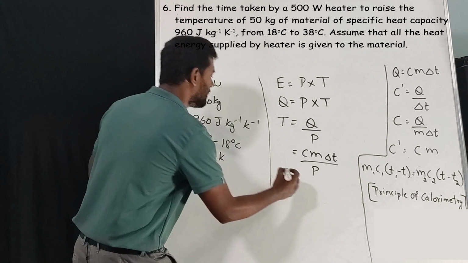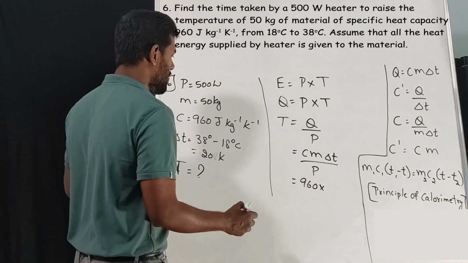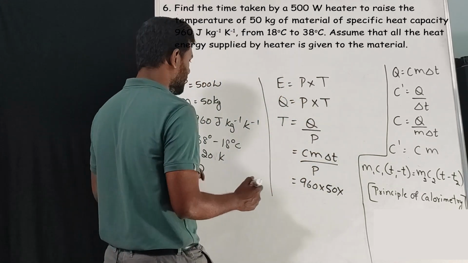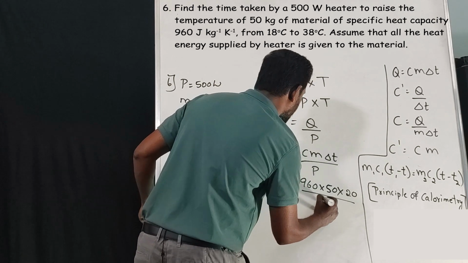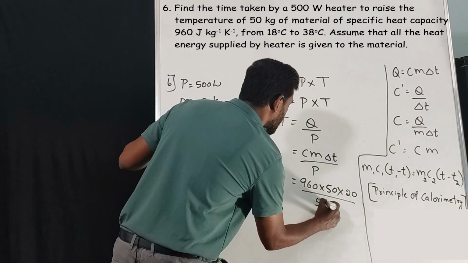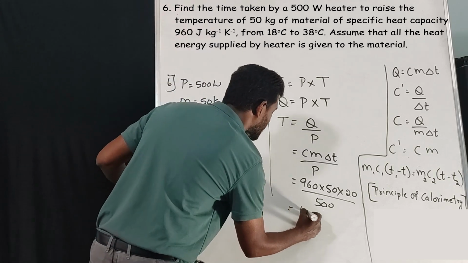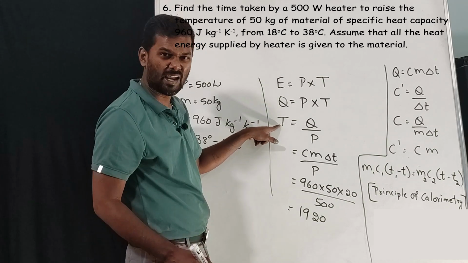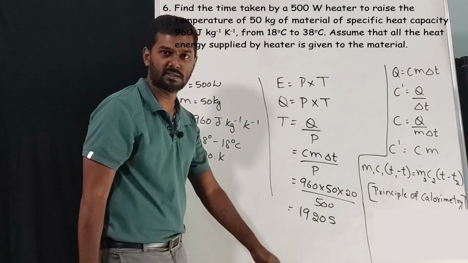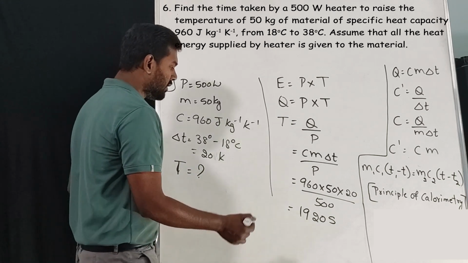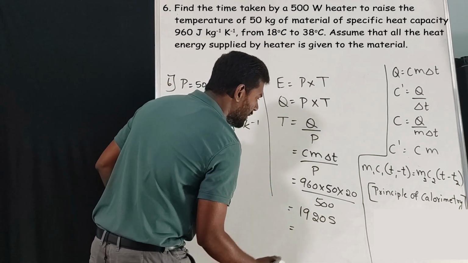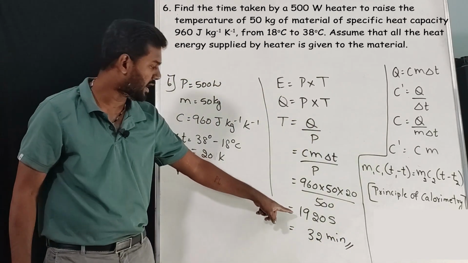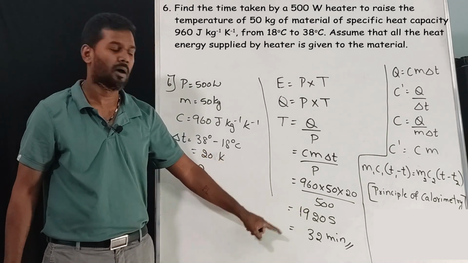So what is C? C is nothing but 960, and M is nothing but 50, into delta T, that is nothing but 20, divided by power, which is 500. So once you calculate all these things, the answer will be 1920. But what we are finding is time, so this will be in terms of seconds. Correct? This will be in terms of seconds. If you want to convert into minutes, divide by 60, and the answer will be 32 minutes. So you can keep the answer in seconds or minutes. You will get full marks.